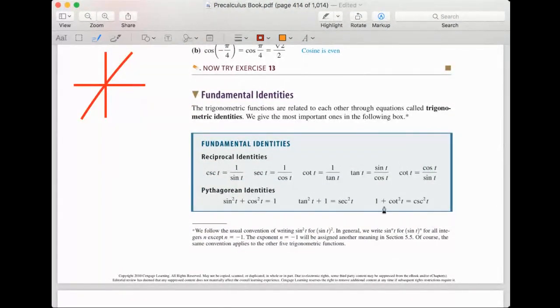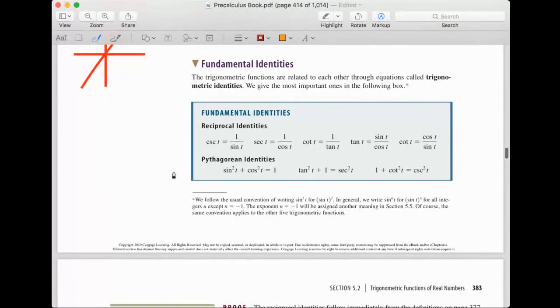Okay, let's say some identities, very important identities. This is called the Pythagorean identity: sine squared of the angle plus cosine squared of the angle equals 1. Tangent squared plus 1 equals secant squared. 1 plus cotangent squared equals cosecant squared.